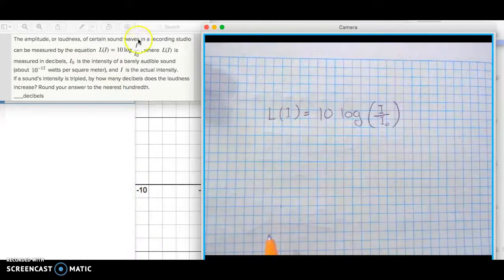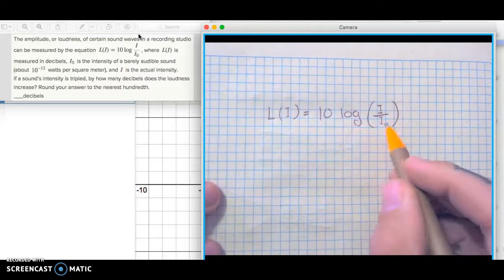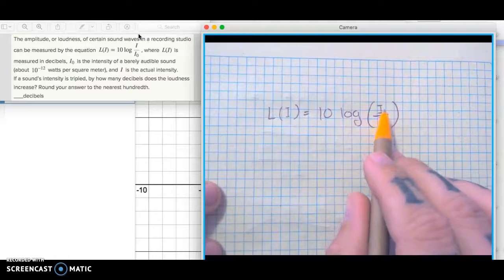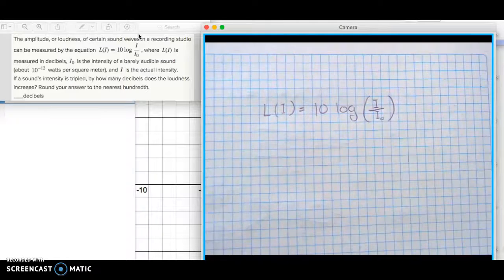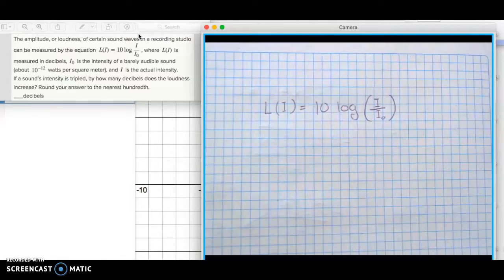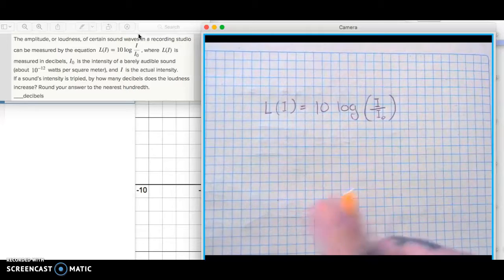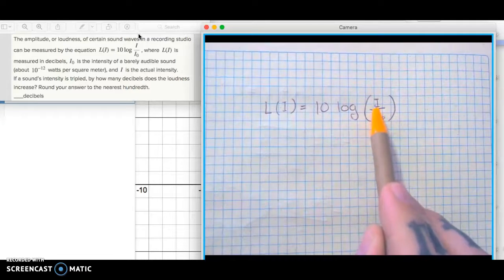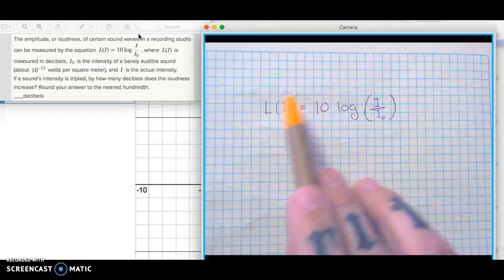So basically, it's the lowest possible intensity, barely audible sound, which is on average about 10 to the negative 12th watts per square meter. So that right there is not a variable, that's a constant. We'll substitute the value for that in a second. So the variable here is I. I is the actual intensity of sound. And this question is a little tricky. It's asking you to find if the sound's intensity is tripled, how much will the loudness change?